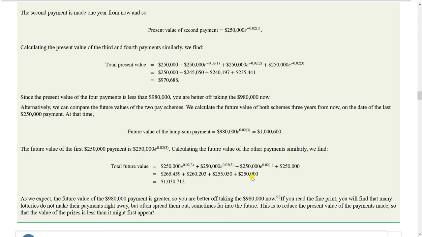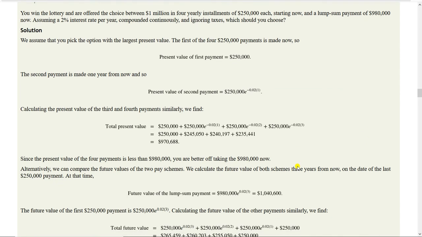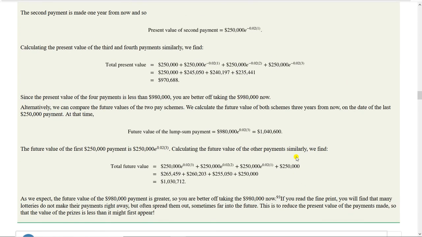And when you add all of them together here, you get 1,030,712. And of course, the future value is also less than the future value of the lump sum payment. Therefore, either way, you still have to pick the one lump sum payment of 980k, because this one gives you the higher amount of money for the present value or the future value if you compare both ways. So as we expect, the future value of this one 980k payment is greater, so you're better to take 980k now.